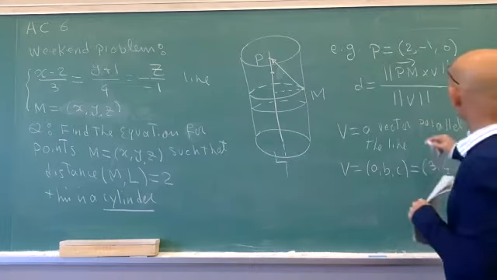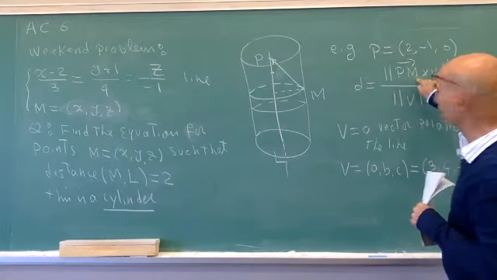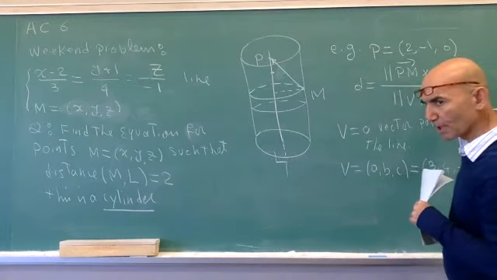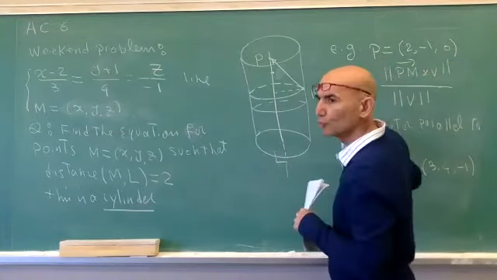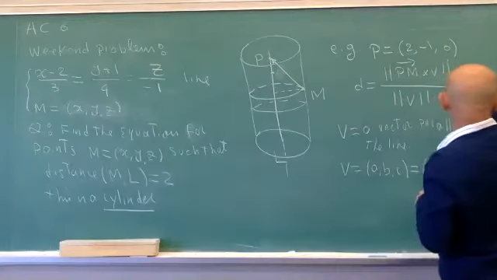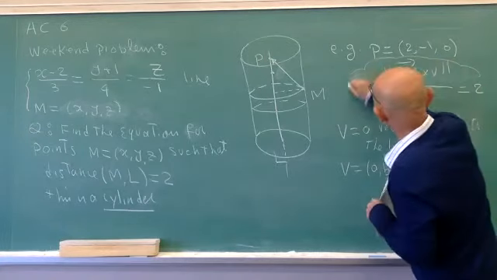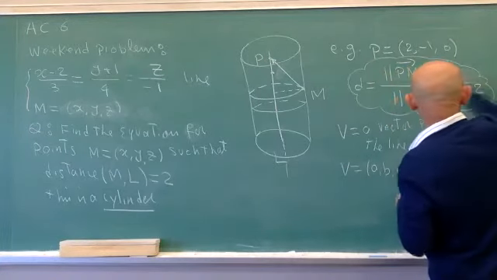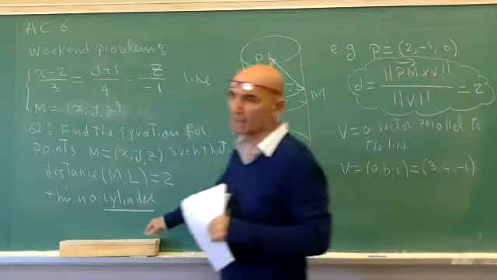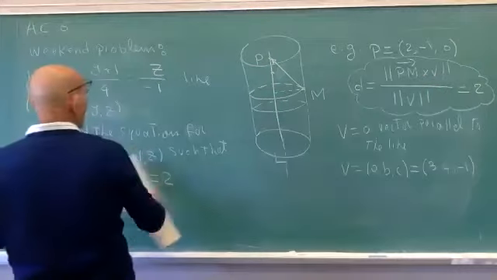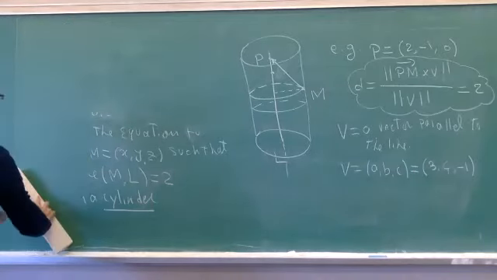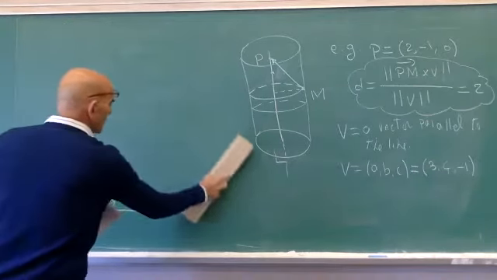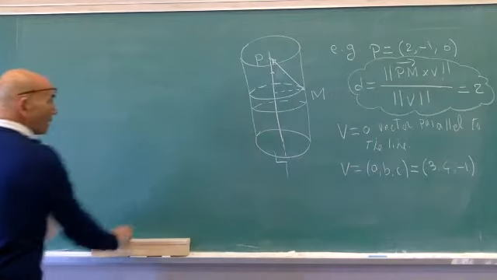So we have two things to do now. First of all, we have to compute PM, then the cross product, take the norm of this, and then we have an equation. We put it equal to 2. So this is basically the equation, but we want to get the actual x, y, z equation, not just this abstract form. So I can erase this because I have all the information I needed. So now, what is PM?